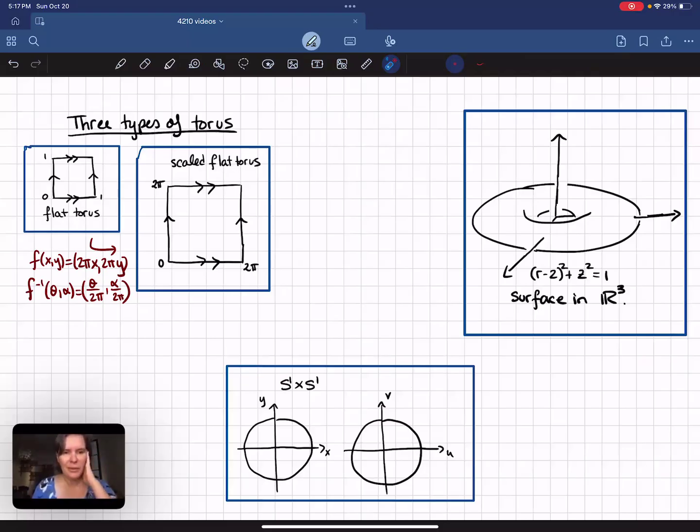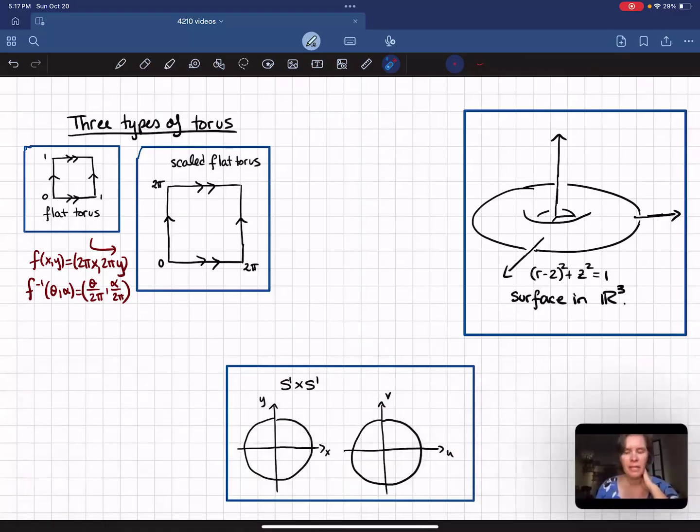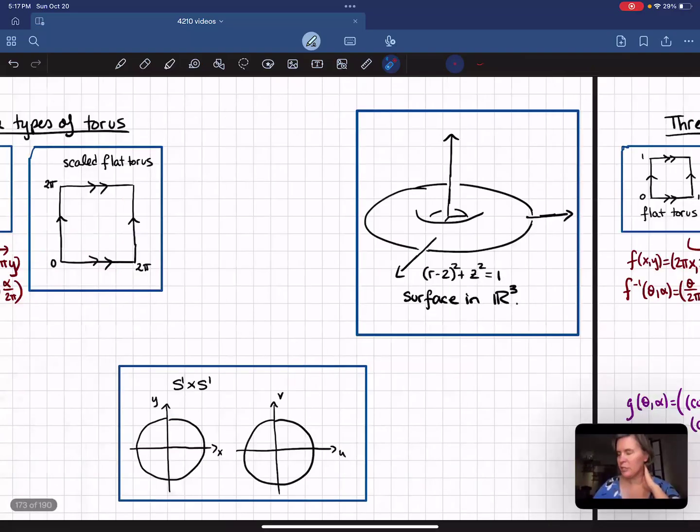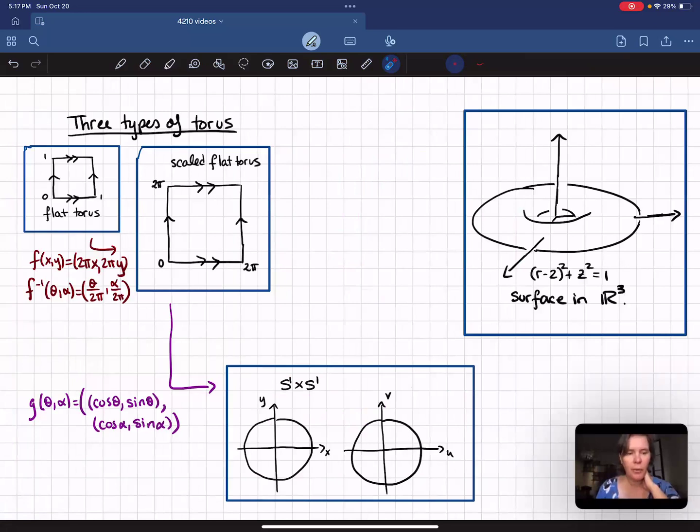All right, now I want to talk about how we're going to get from this flat torus to S1 cross S1. We take an input from that flat torus, let's call it (theta, alpha), and then output something in S1 cross S1. So here's what we will do. When we take a point (theta, alpha) on my flat torus, I will output 2 points. The first point will be (cosine theta, sine theta). And so that's basically saying whatever the theta is, I'll take the point right there.